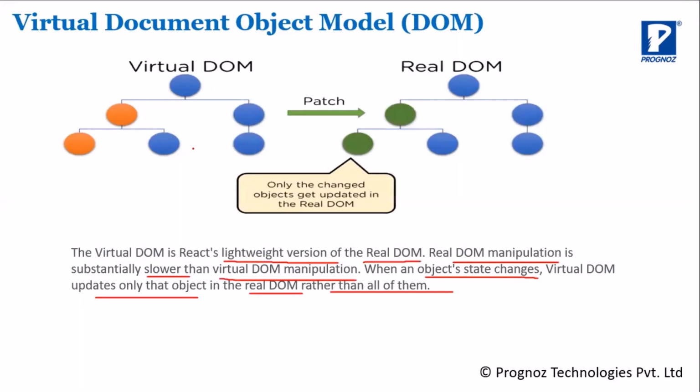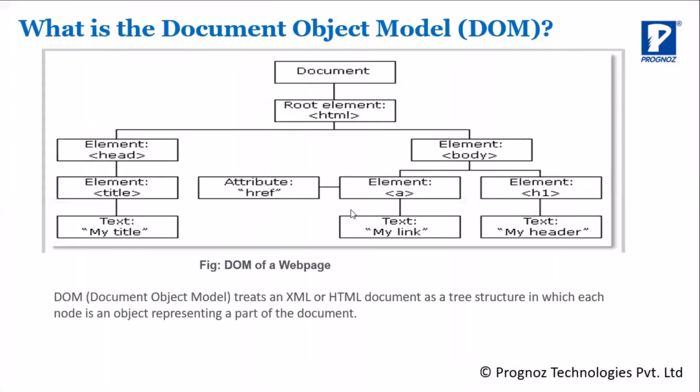तो यहाँ पर देखोगे जो brown color, so that is only changed. So in the real DOM, green color you are getting it. So that part only the changed object updated in the like a real DOM. Not whole DOM is going to update it. So what exactly is DOM? अभी तुम लोग को लगता है कि DOM है क्या?